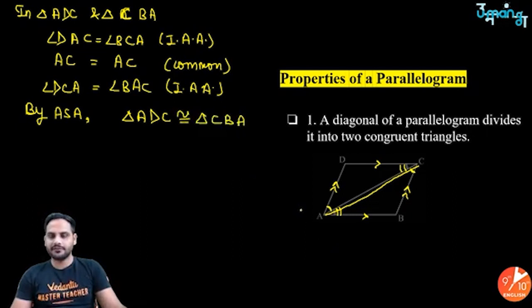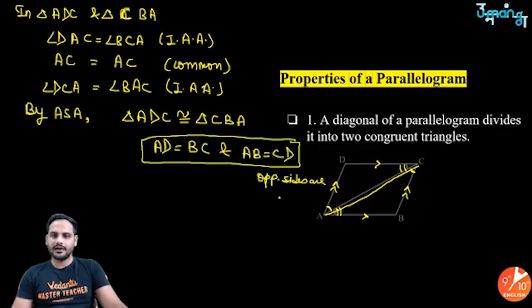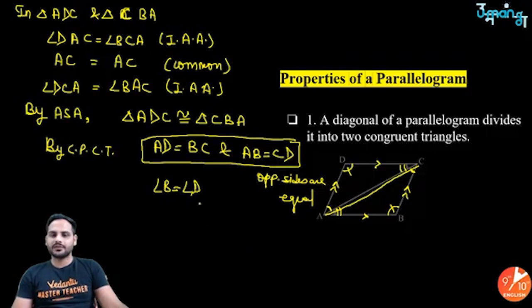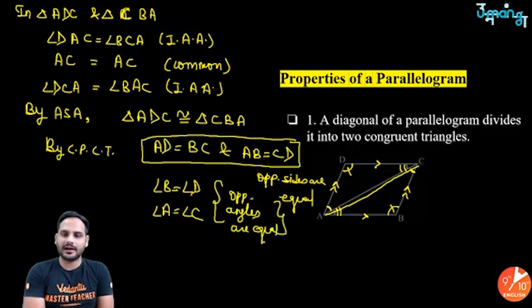If they both are congruent, I can clearly say, sir, first thing, AD is equal to BC and AB is equal to CD. So the first property we have got is that opposite sides are equal in a parallelogram. Then I can say angle B is equal to angle D because of the congruency, by CPCT. Similarly, angle A and angle C will also be equal if I draw the diagonal BD. So from here we got to know that opposite angles are equal in a parallelogram.